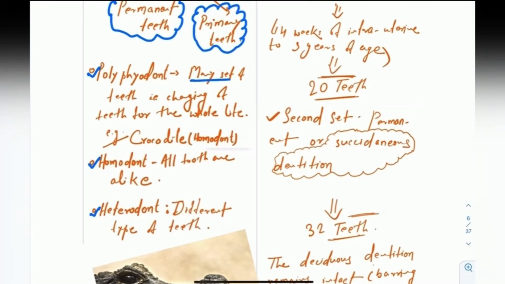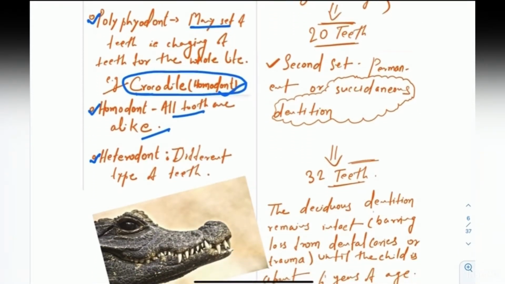It is in crocodile, and they are also homodont. Homodont means all teeth are alike, all teeth are the same in crocodile. And one more word is heterodont. Hetero means different, dont means teeth, and homo means same. Heterodont means different types of teeth, which actually occurs in humans: incisors, canines, premolars, and molars. So these are the terms which you will face.